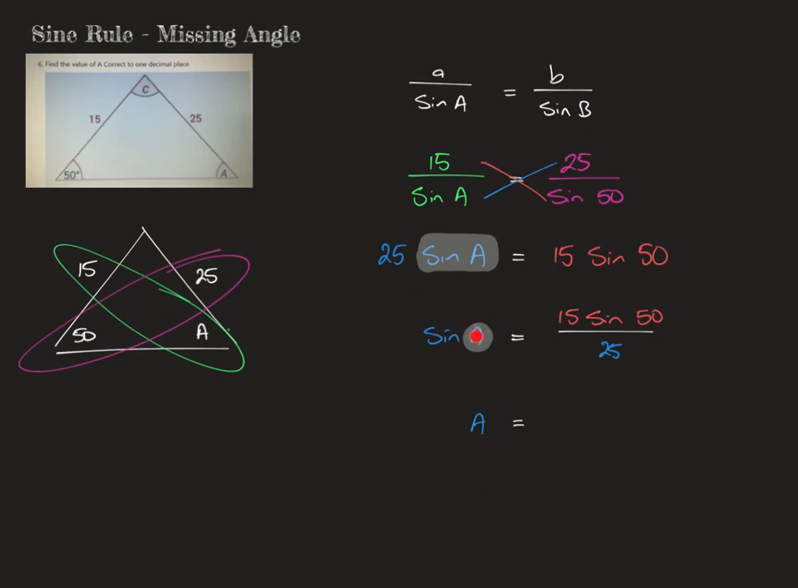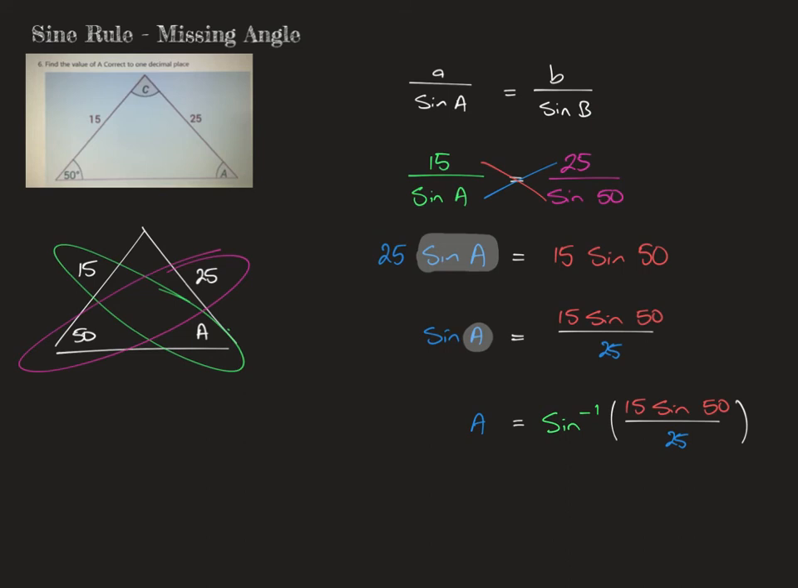So to get A by itself, I need to do the inverse function here. And the inverse of sine is sine inverse. And sine inverse is sine -1. And it's obviously going to be of everything that was up here. So I'm going to bring that down. And I'll just put it in brackets because I'm getting the sine inverse of that fraction there, right?